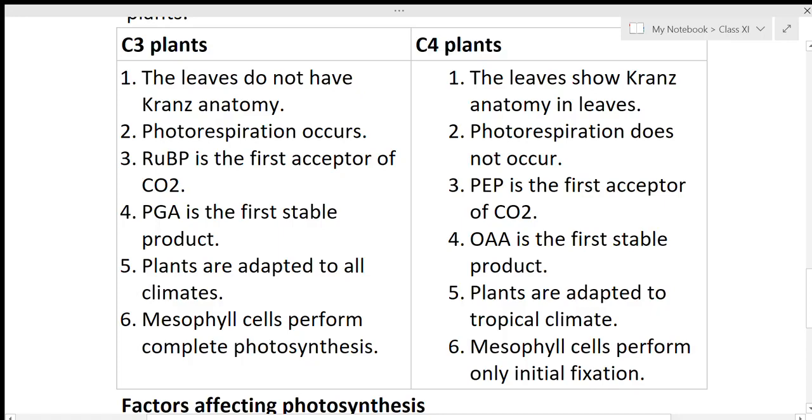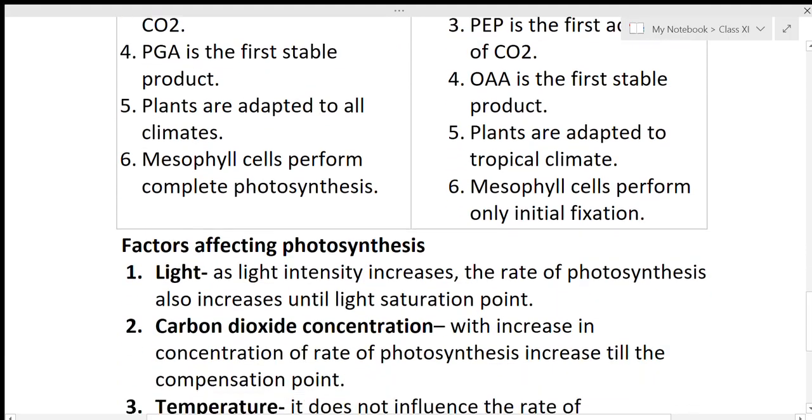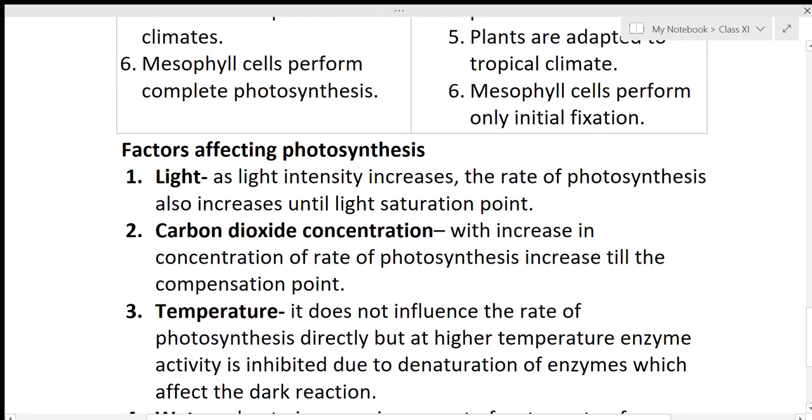In the C3 plants, plants are adapted to all climates, but in the C4 plants, plants are actually adapted to the tropical climate only, dry tropical regions. Mesophyll cells perform complete photosynthesis. Mesophyll cells perform only initial fixation. So in this way we can differentiate the C3 plants and C4 plants.